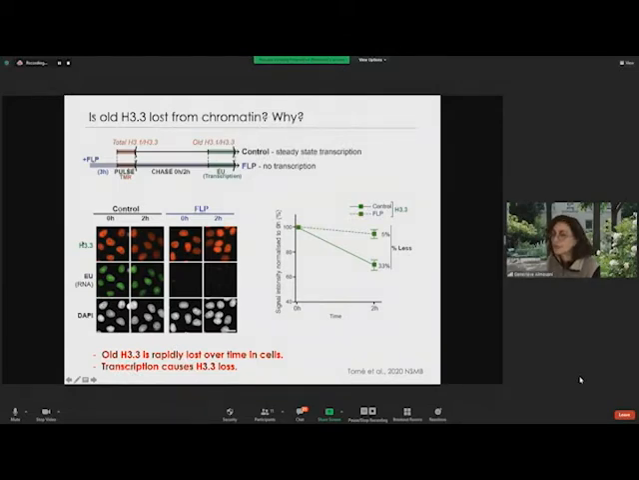And you can look at the labeling of H3.3 here. And when we quantify this, we see that old H3.3 is really rapidly lost over time in cells. And when we inhibit transcription, we see that that is not the case. So transcription does cause a loss of H3.3.